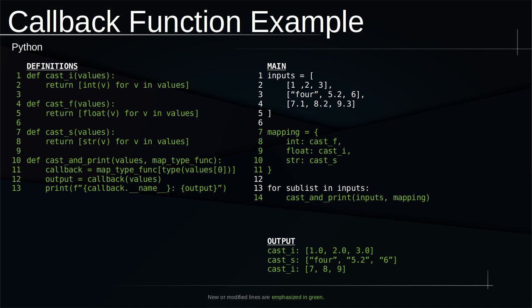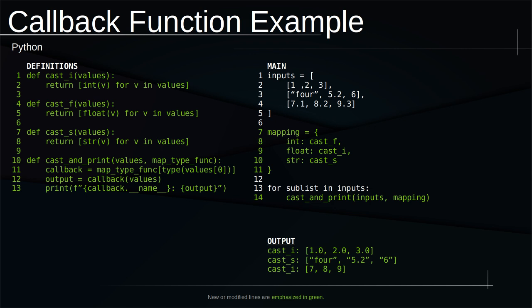What we've done here is used a dictionary, the mapping variable, to specify which function to use for a given type. Then the responsibility lies with the cast and print function to execute the appropriate so-called callback function. Notice the ease with which we can switch the mapping and thereby change the behavior of the for loop.